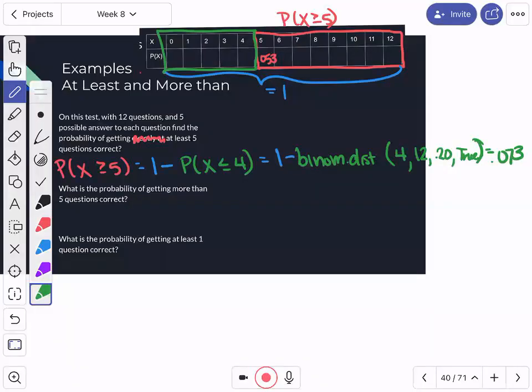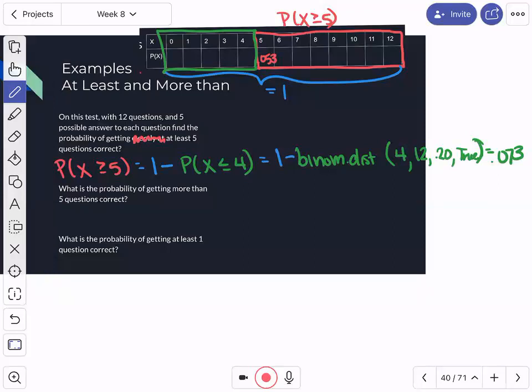What is the probability of getting more than 5 questions correct? How is that different? Getting more than 5, what does that mean? Probability that x is greater than 5. Greater than 5 means what in this distribution then? 6 through 12. This is the probability of x greater than 5. How would I calculate that?